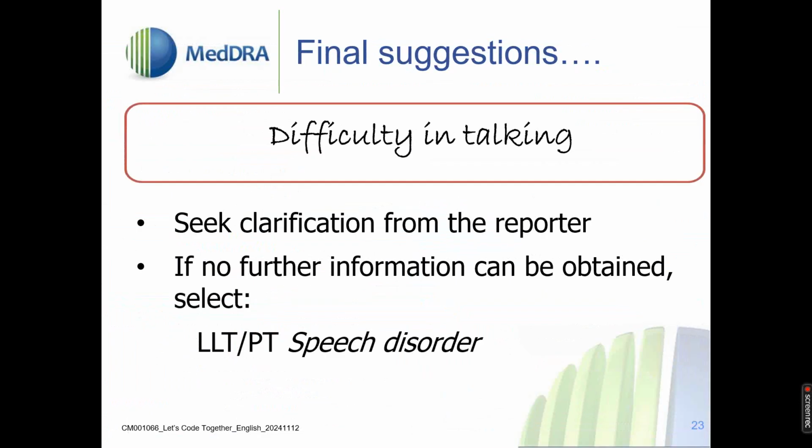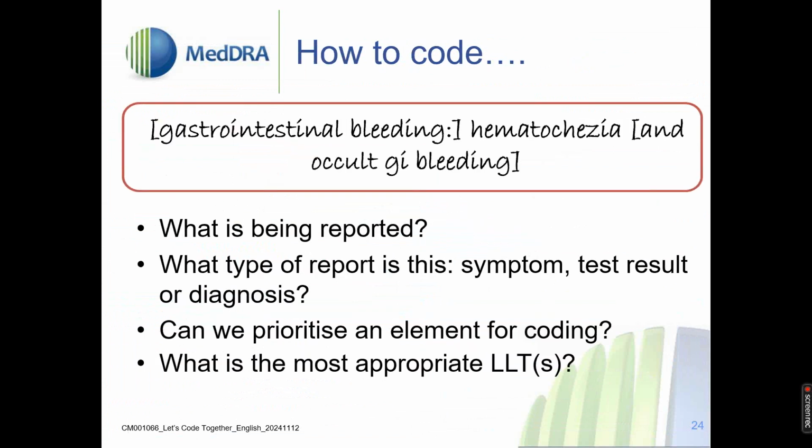Any other comments or questions or anything you'd like to add, Caroline? No further comments or questions, Jane. Thank you. So let's move on to the next one.